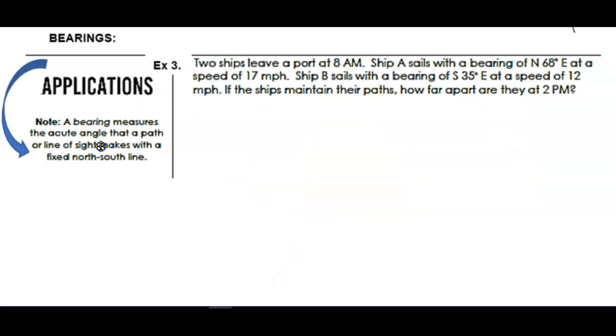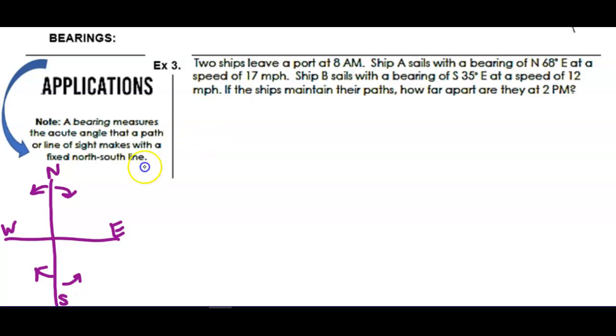All right, now we're going to talk about bearings questions. These are tricky. This question says a bearing measures the acute angle that a path or line of sight makes with a fixed north-south line. So we're always going to measure off of this north-south line, either towards the east this way, towards the west this way. So we have west, east, north, south.